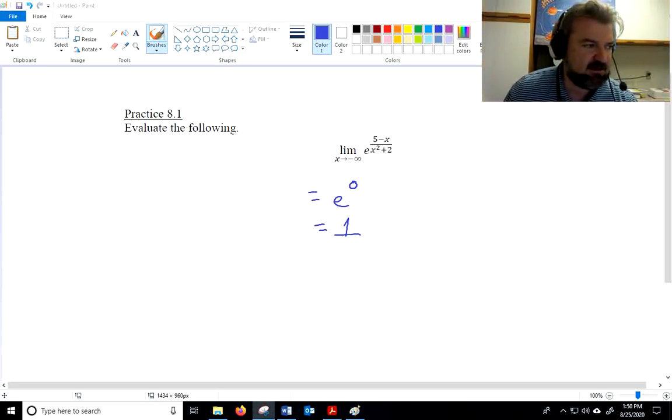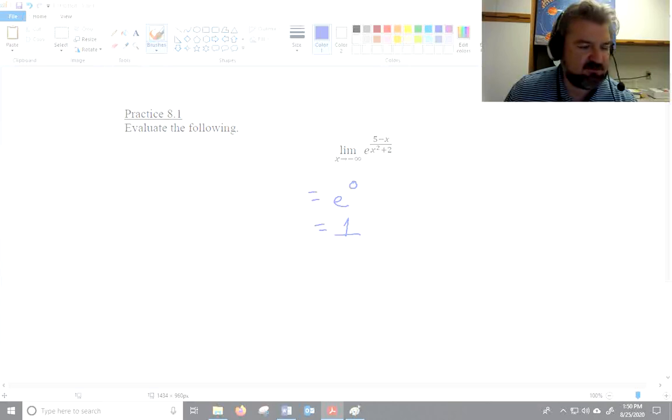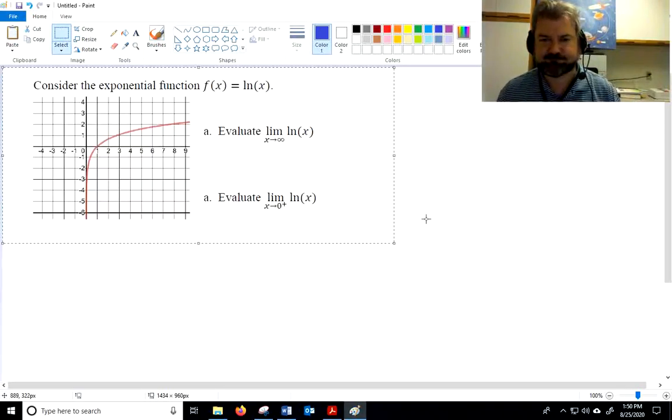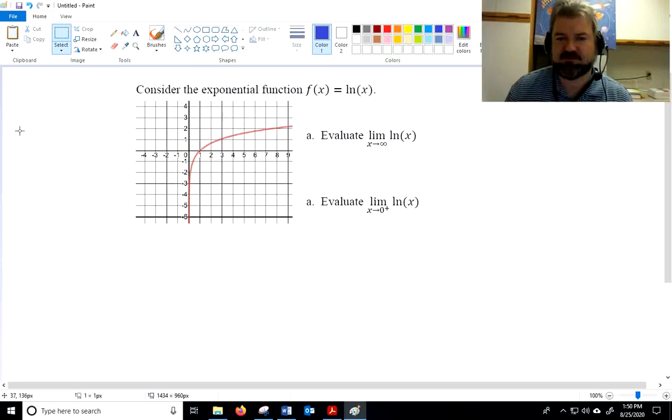All right, let's take a look at another function that we need to keep in mind. This is the natural logarithm function. The natural logarithm function is the inverse of the exponential, so you can see we flipped it over the line y equals x. We're going to take the limit as x approaches infinity of the logarithm of x. You can see that it is increasing always, slowly, but it is definitely increasing. So this must be going up to positive infinity.